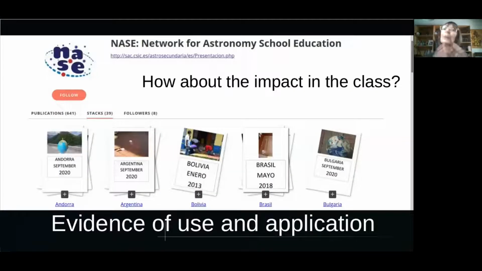and we also evaluate what happened with the impact in the classroom. And to know that, we use some kind of forms to evaluate the evidence of use, to have the evidence of use and application of the contents. And each year we receive hundreds of evidences of use of these materials.